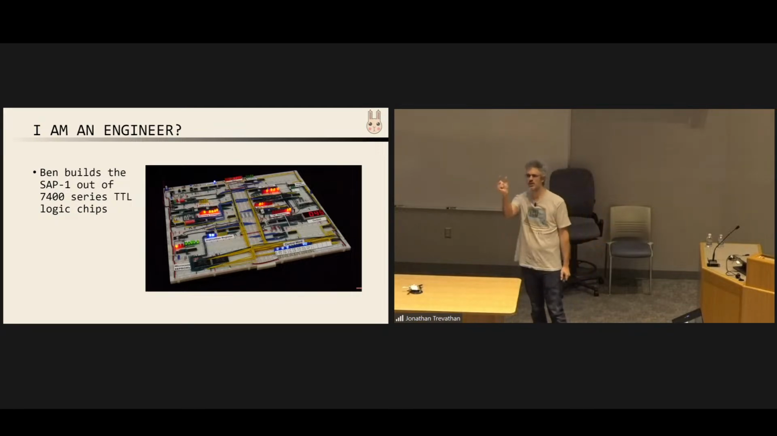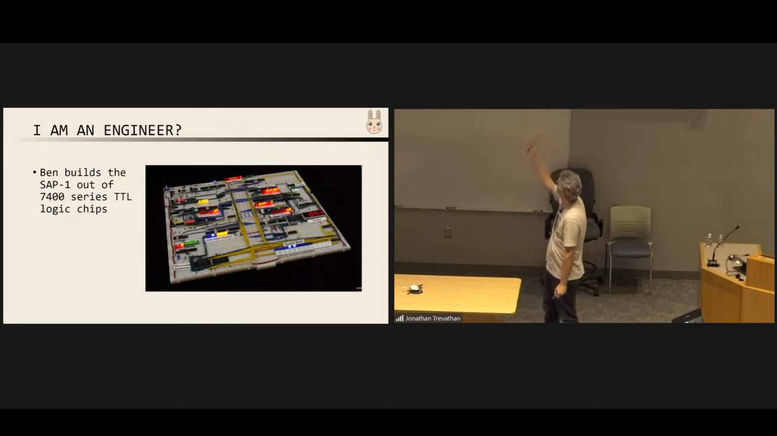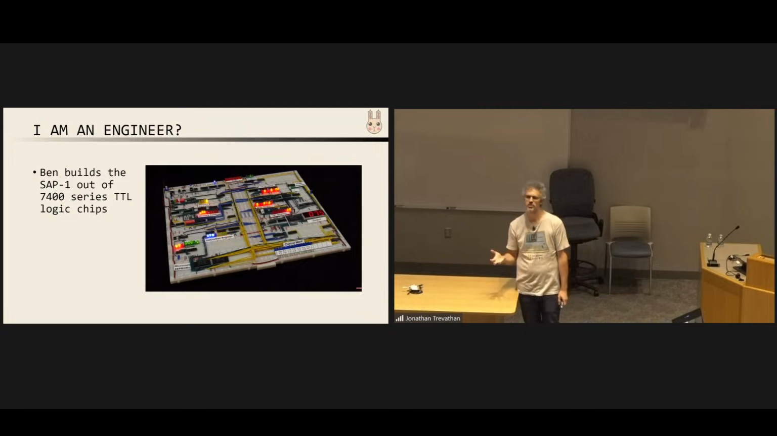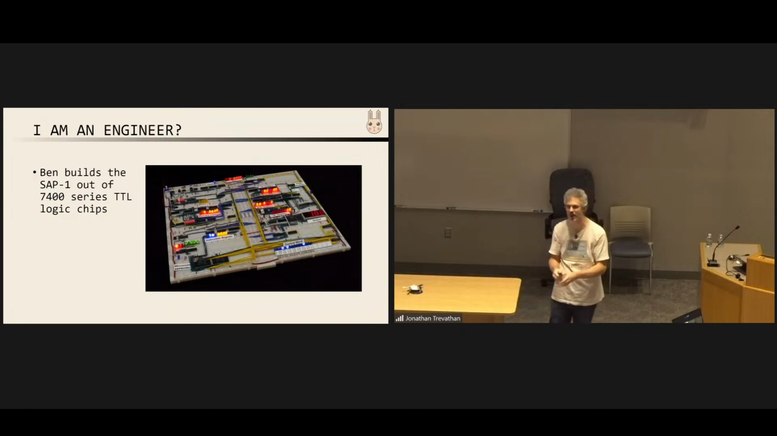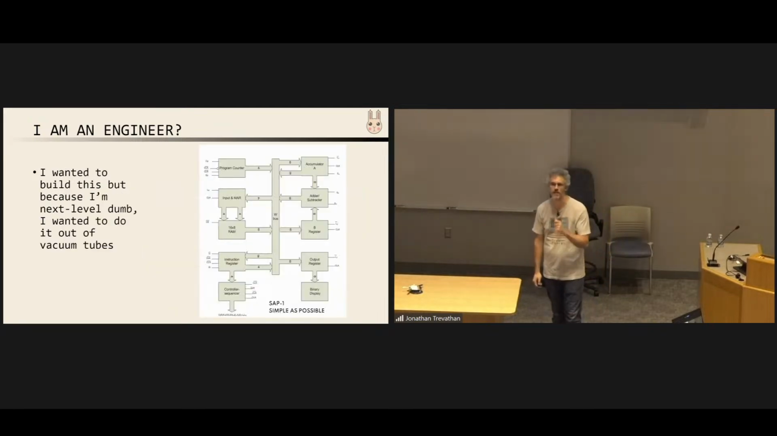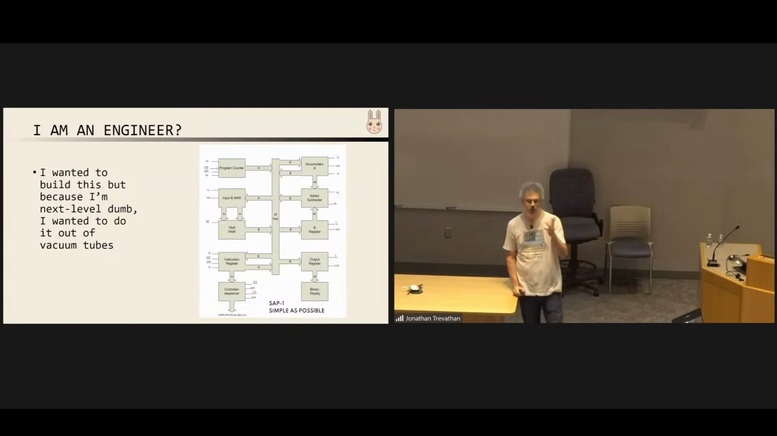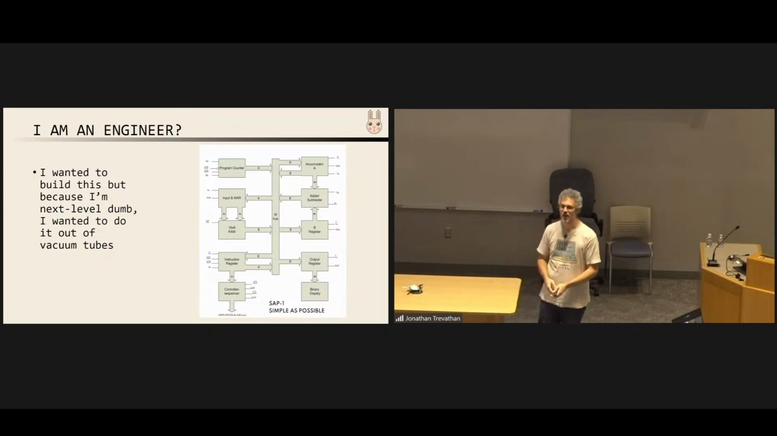These are little ICs. You can see them on there, just like little black integrated circuits. But they're not like large scale integration. They have like 4 logic gates in them, or they have like a binary counter in them, just like building blocks. And so he made this computer out of building blocks, and I really, really wanted to do that. But because I'm next level dumb, I said, you know what, I'm going to do it out of vacuum tubes.